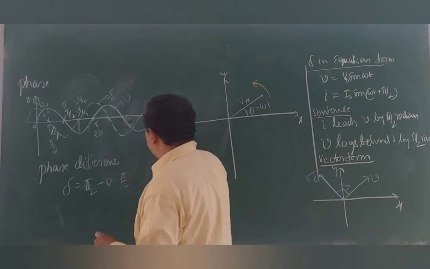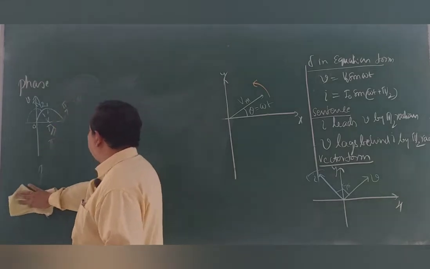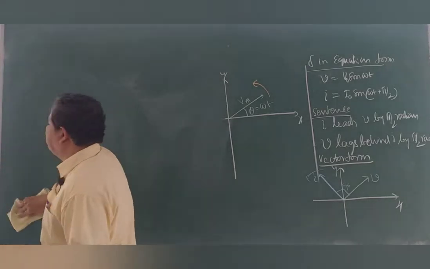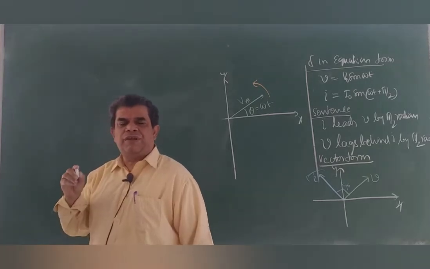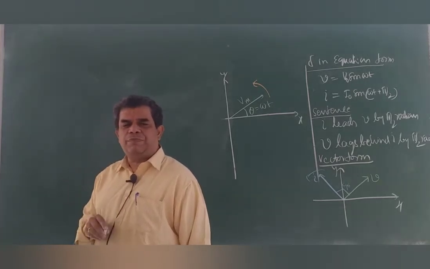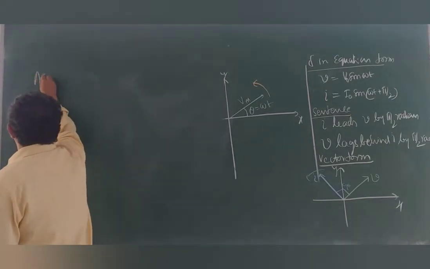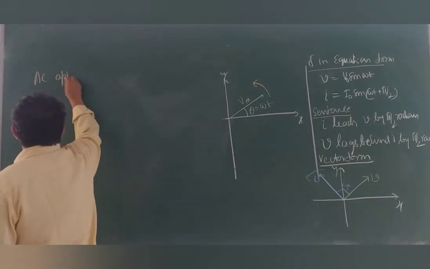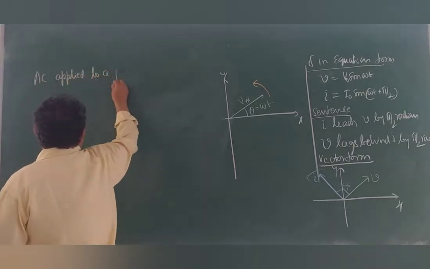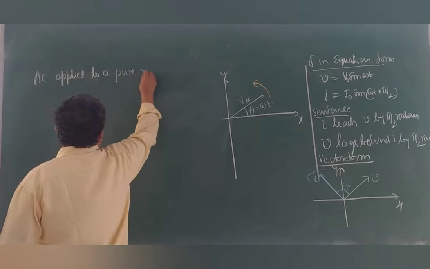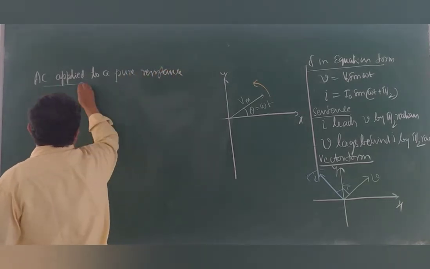Just observe. There are 4 circuits to be learnt. The first 3 are independent. The fourth is a combination of all these 3. So the first one: what happens when we apply AC to a pure resistance?